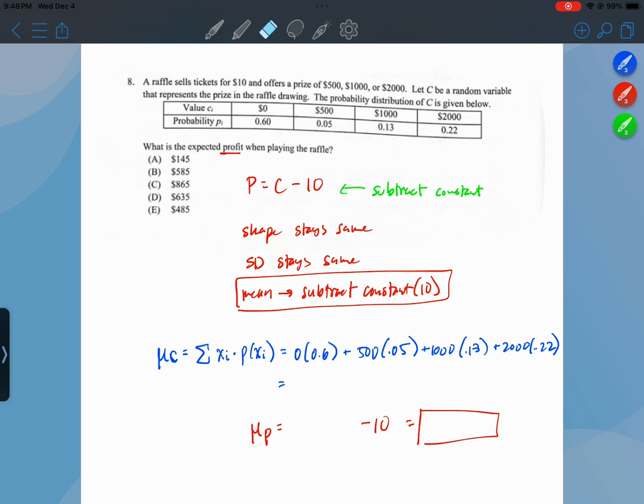Now that I fixed my calculation, what I wrote down here is correct. I just must have typed it in the calculator too fast. The correct expected prize amount is 595. But then for the expected profit, we need to subtract the $10 we paid for the ticket. So 595 minus 10 is 585, and that's choice B.